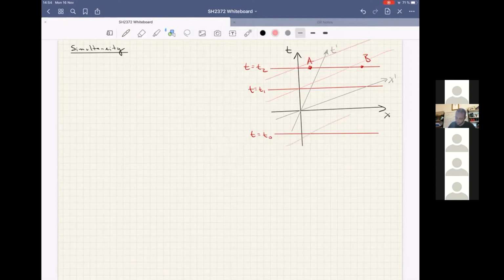So it's instead going to be those kinds of lines, which then correspond instead to t prime equals t0 prime and so on. And we say that two events are simultaneous in the prime coordinate system if they have the same prime coordinate time. So in this case, A and B would certainly not be simultaneous in the prime coordinate systems.